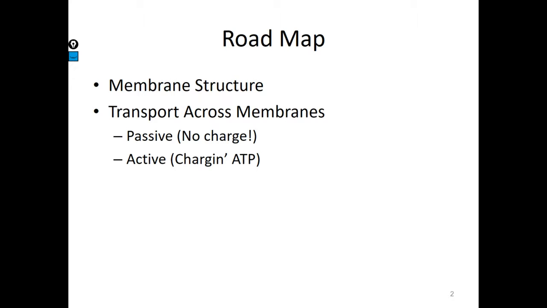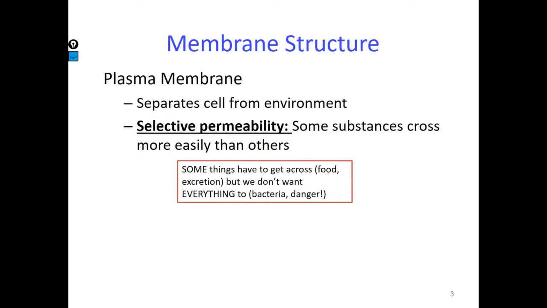But let's start by looking at our membrane structure. A lot of this is familiar territory. So remember, we said our goal here was to allow some things across, the things we want, food, oxygen, to allow things we want to get rid of out, excretion, aka cell poop. We want to be able to exhale, but we still want to keep out all those danger materials: bacteria, viruses, invaders, abrasion.